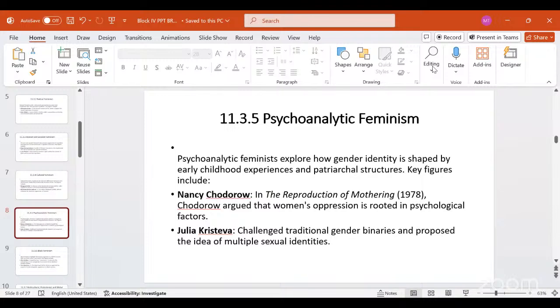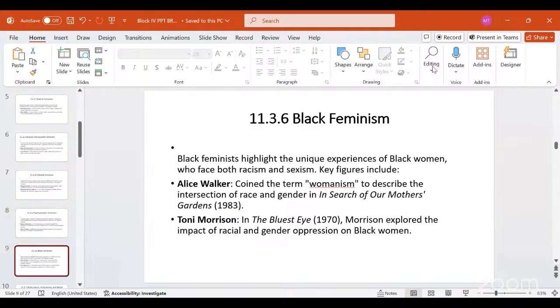So let me also take you ahead with other sets of feminism. Black feminism highlights the unique experiences of Black women who face both racism and sexism. Key figures include Alice Walker, who coined the term womanism to celebrate the intersection of race.